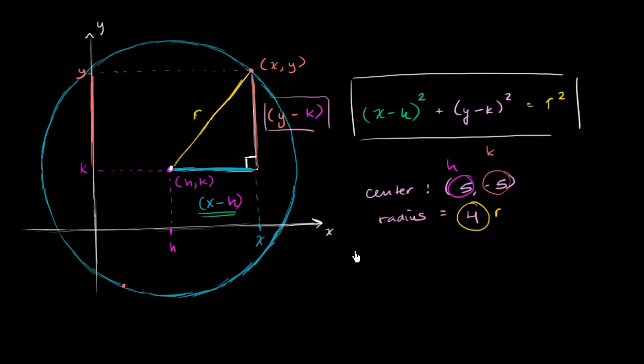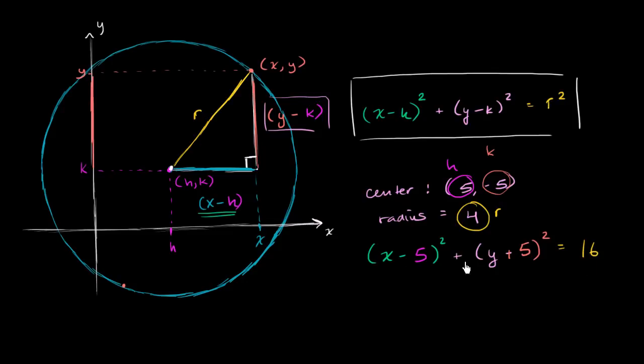So the equation of this circle would be x minus h, so x minus 5 squared, plus y minus k. K is negative 5. So if you subtract negative 5, that would be the same thing as adding positive 5. So y plus 5 squared is equal to r squared. Well, r, in the example I just made up, is 4, so r squared is equal to 16. So if someone told you that the center is at 5, negative 5, and the radius is 4, this is going to be the equation of the circle.